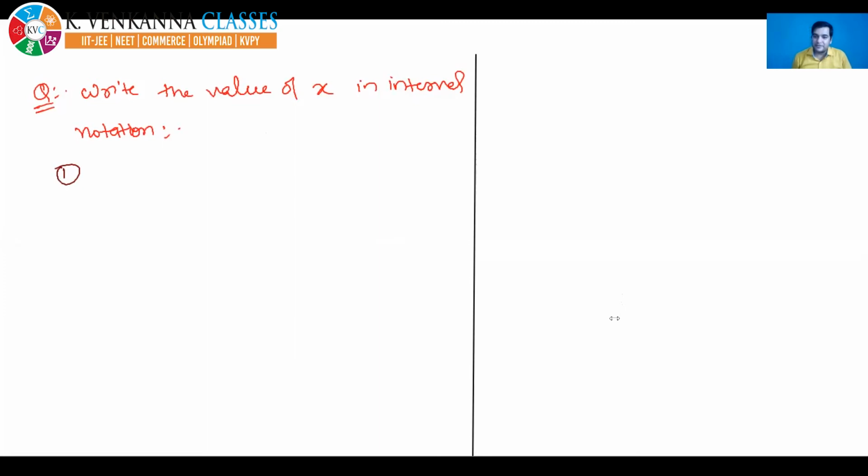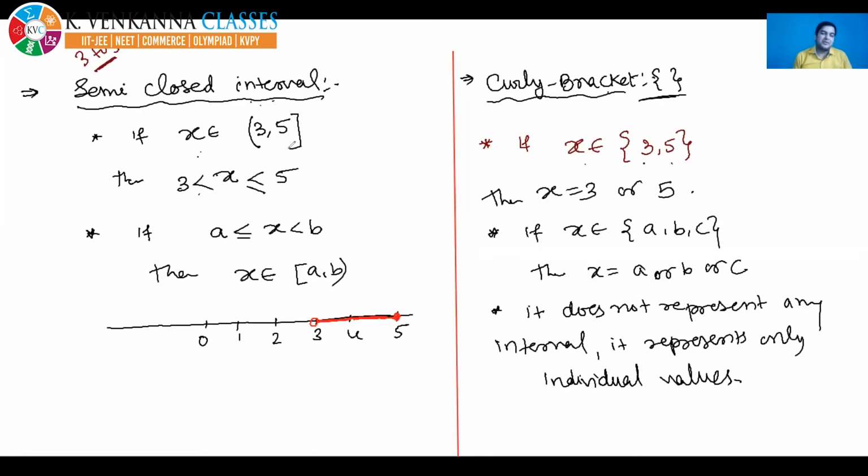Can you explain once again for semi-closed interval? I think for a semi-closed interval, nothing new is there. One side is closed, one side is open. The side which is open, that boundary value cannot be taken. The side which is closed, that value can be included. That's a very simple thing, the meaning of semi-closed interval. So x belongs to 3 to 5, open at 3, closed at 5. That's all. Is it clear?